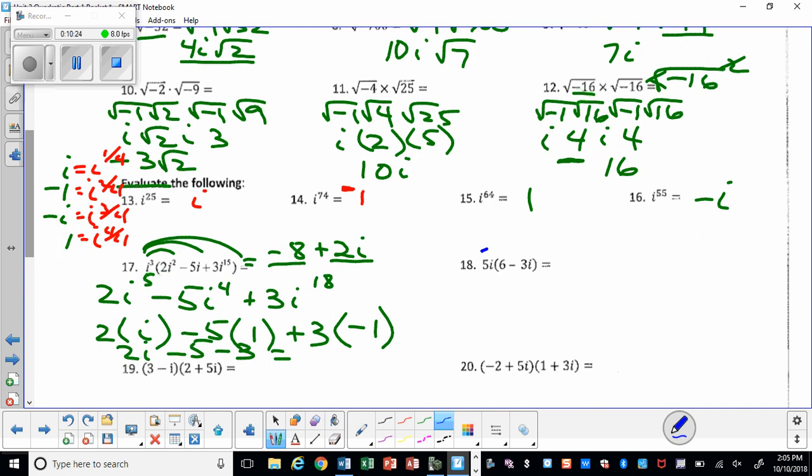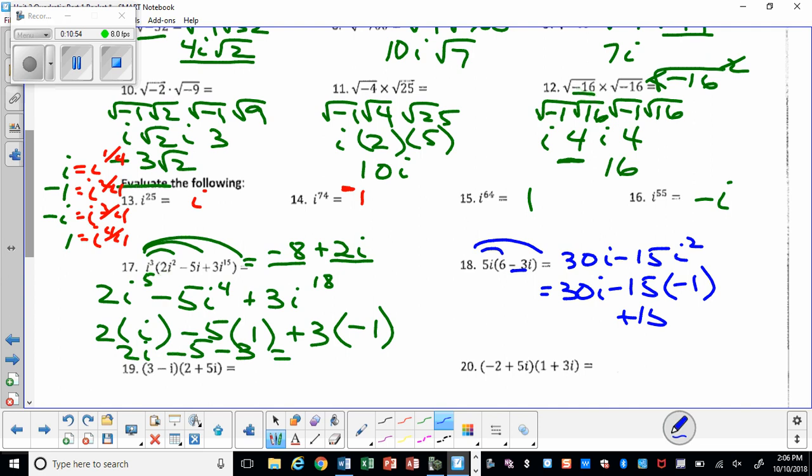So now if I'm distributing this, I'll get 5 times 6 is 30, and then that will be i. And then 5 times 3 is negative 3, so negative 3, so that would be negative 15, i times i is i squared. All right, so I have 30i minus 15 times i squared, and remember, i squared is negative 1. So negative 15 times negative 1 would be positive 15. So you get 15 plus 30i. But remember, complex numbers, you write the real part and then the imaginary part.